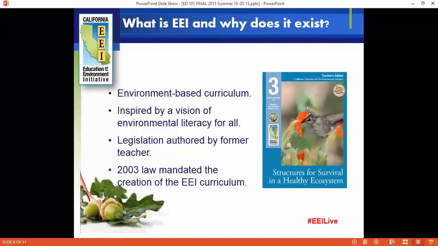And this vision was shared by a group that included State Senator Fran Pavley. And she had been formerly a middle school teacher, and she felt that the best way to get the environment taught in the classroom was to get it into the curriculum, the standard curriculum. So she authored a bill back in 2003 that led to the creation of the EEI curriculum.